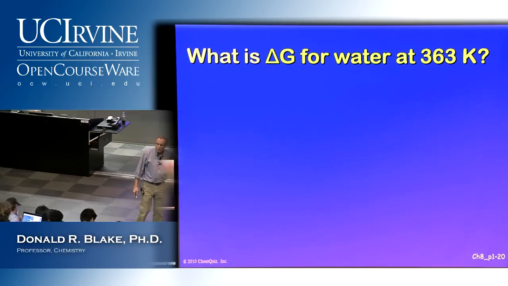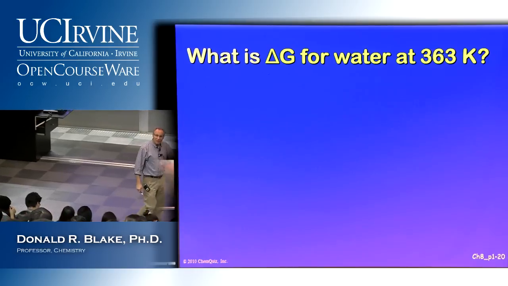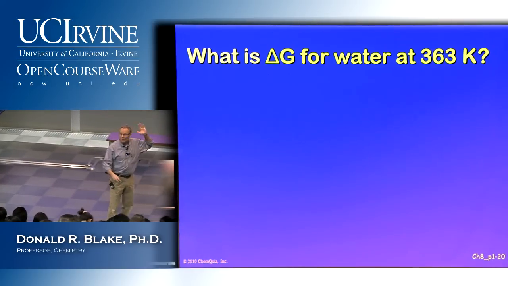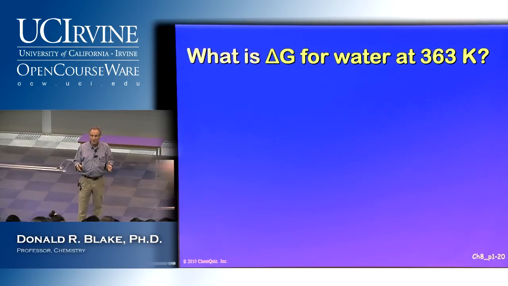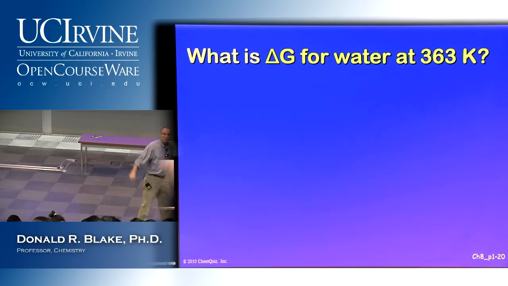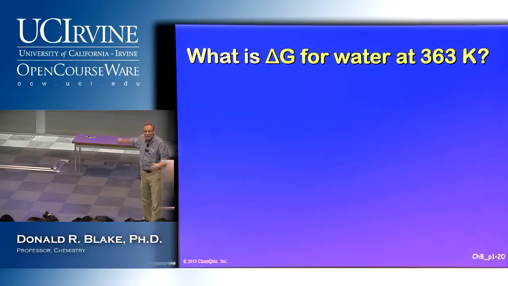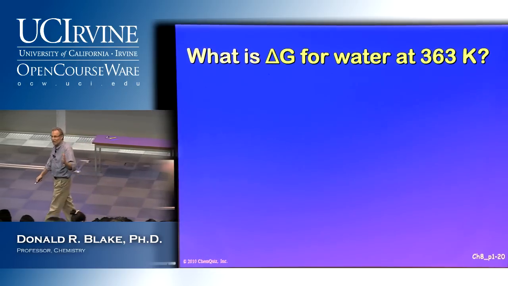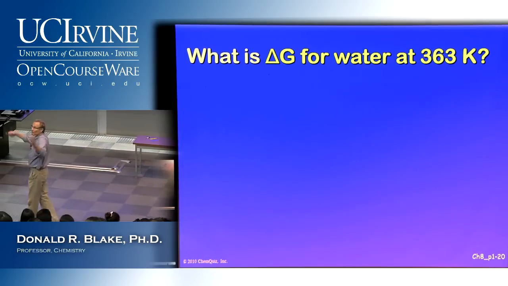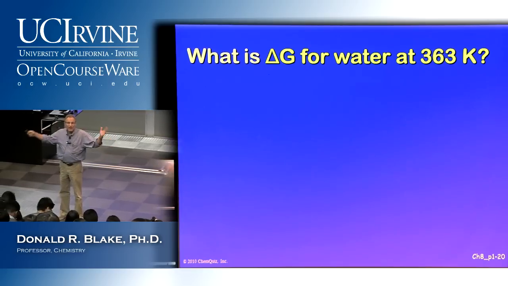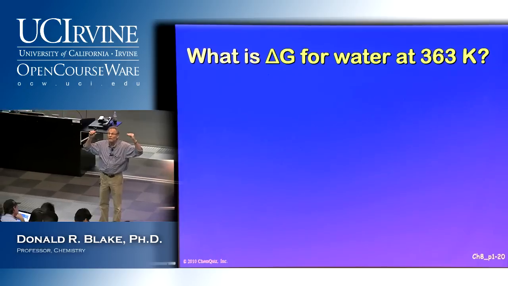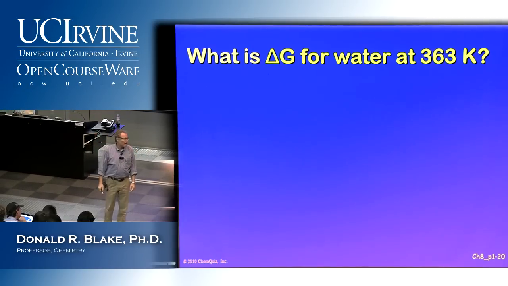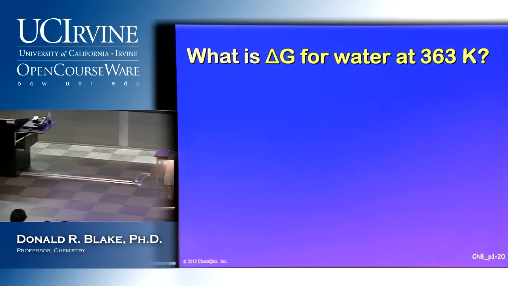So folks, all you have to do: delta G is equal to delta H minus T delta S. Delta H was 40.7 kilojoules per mole. And then we got the delta S, which we knew was 109. So it was 109 times 373. Now, I said let's go to 363. So we had a value of about 1 kilojoule.